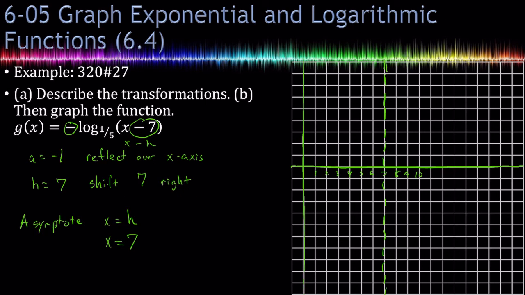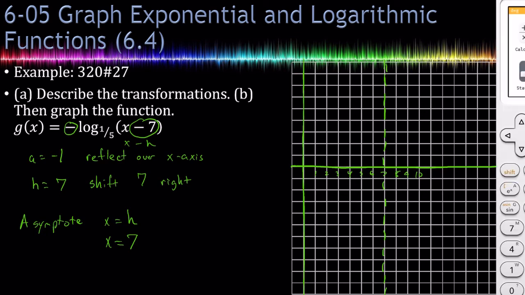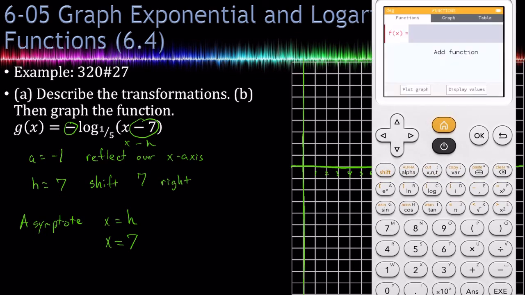And then we're going to need to make a table. So I'm going to pull out my calculator. I'm going to enter a function, so it's negative. I'm going to use the change of base formula. So it's log of the big stuff, and then parentheses, the x minus 7, divided by log of the base.